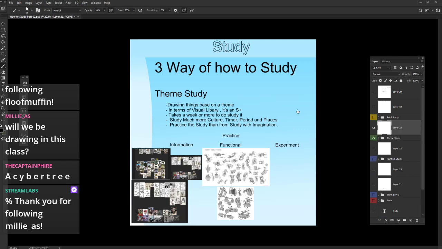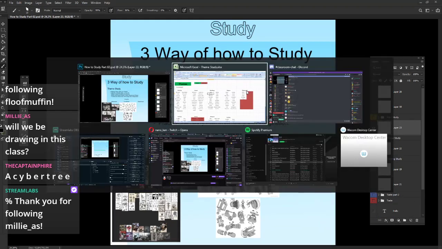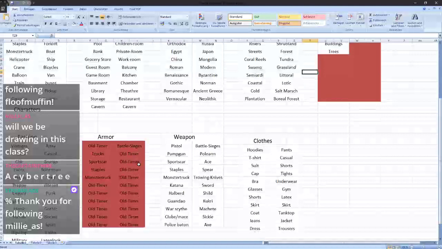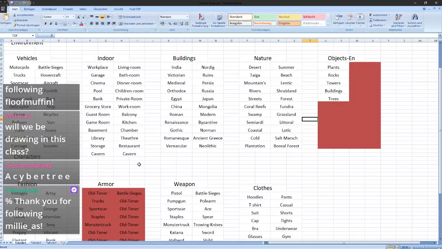So the next study is a study based on a theme. And this is why I created this list in the first place. I actually want a theme behind it.